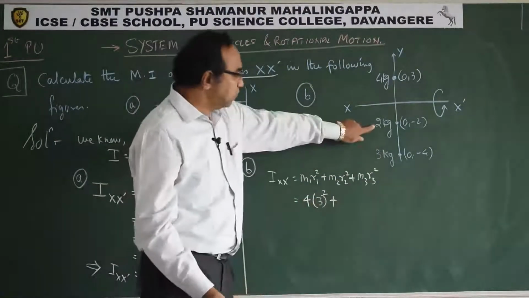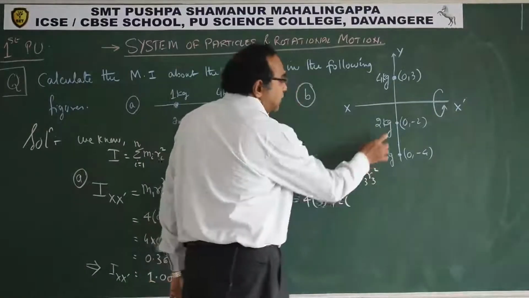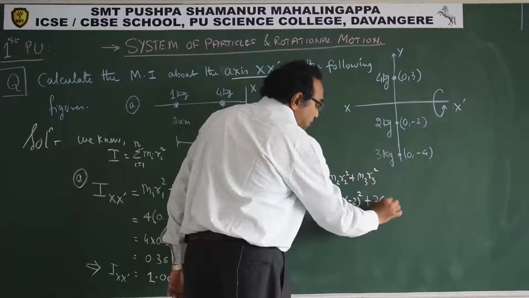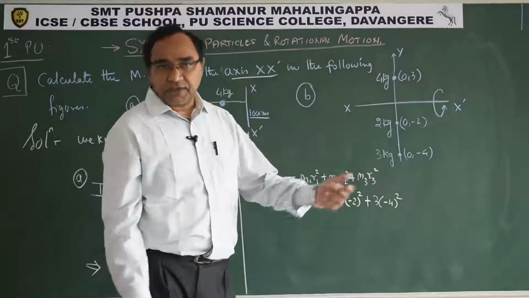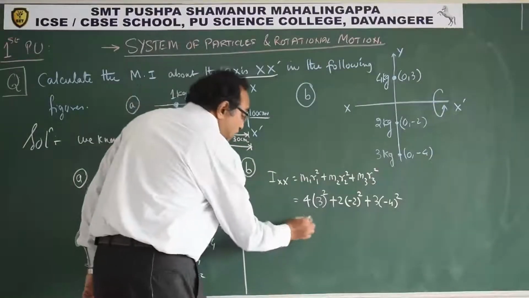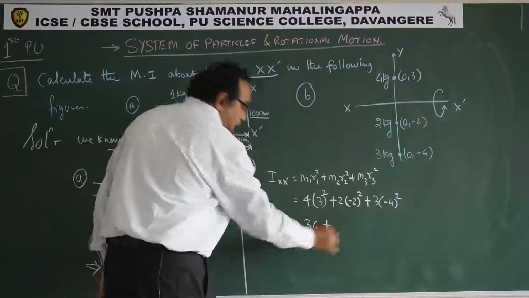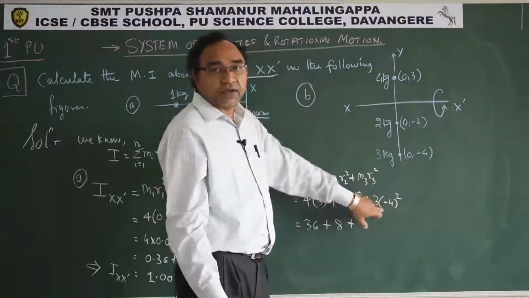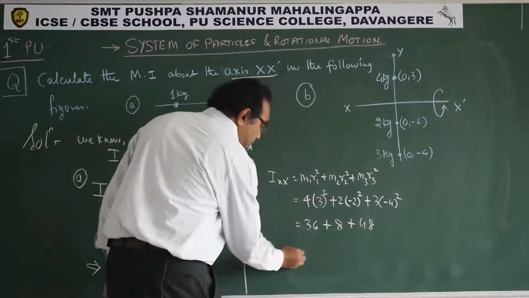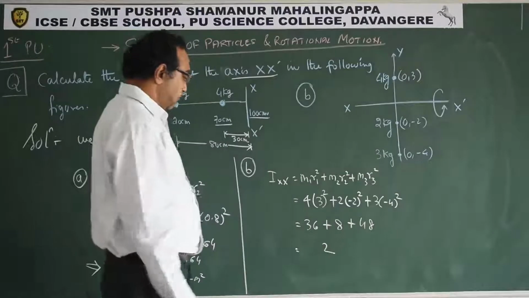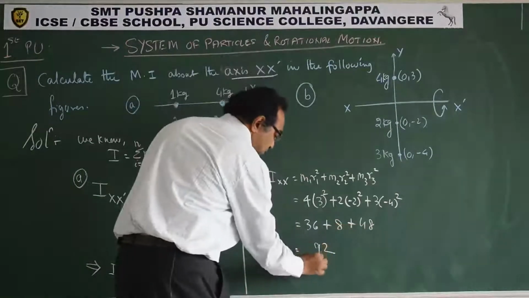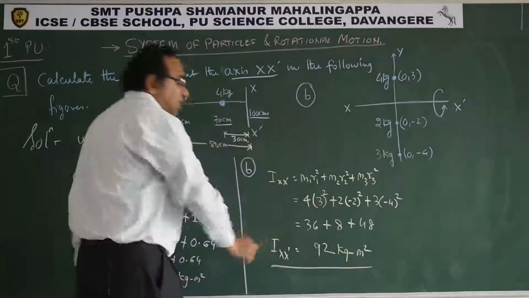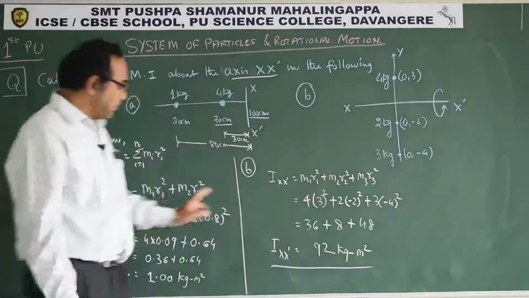The next mass, let us say 2 kg. What is the distance? The coordinate is given minus 2, so you will write minus 2 square, plus m3 is 3 and minus 4 square. Of course, when you are taking distance, we can drop the minus sign because it's a whole square term. So this is 9 into 4, 36, plus 4 into 2, 8, plus 16 into 3, 48. That is exactly how we can write I xx dash as 92 kg meter square. Please understand how exactly we can find this out.